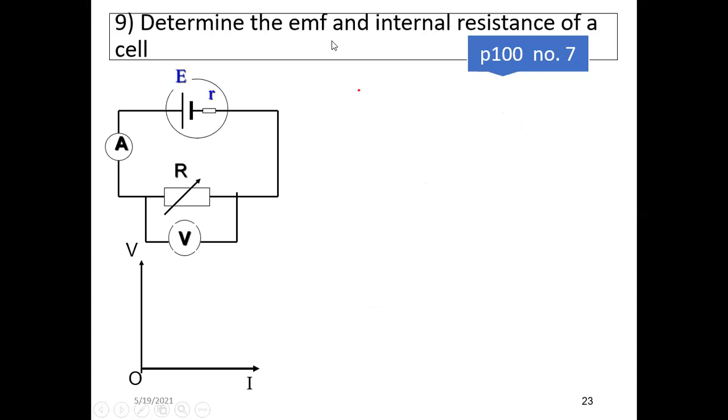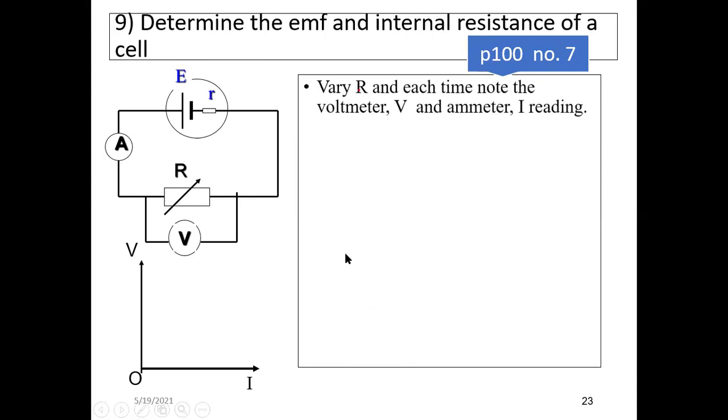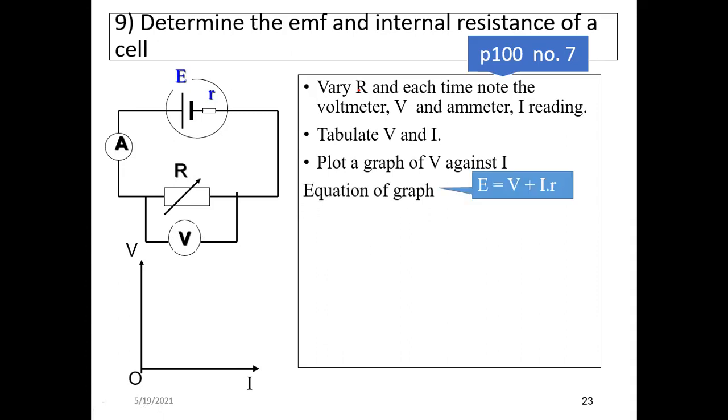Determine the EMF and internal resistance of a cell. Page 100 in the book, number 7. There's your dry cell, internal resistance r, EMF E, ideal ammeter, ideal voltmeter, and a variable resistor. You want to plot V against I graph. So you should be able to write the equation. Vary R, change this R, and each time read this V and this I. Then tabulate it, then plot a graph of V against I, and you will get the equation of the graph.